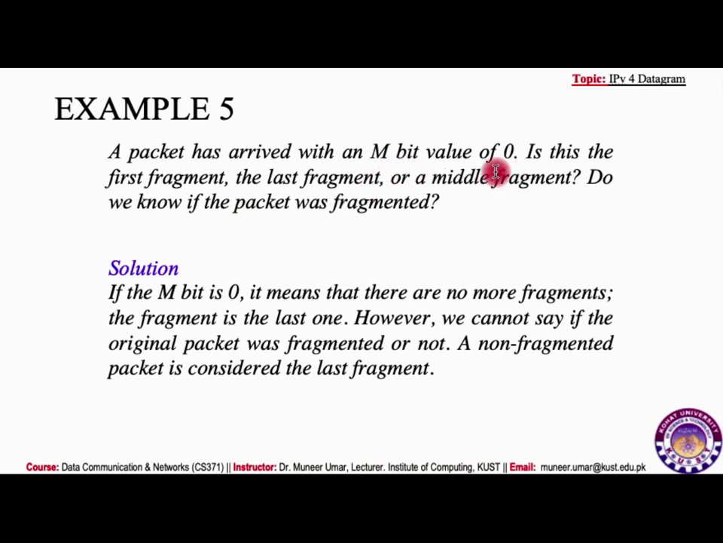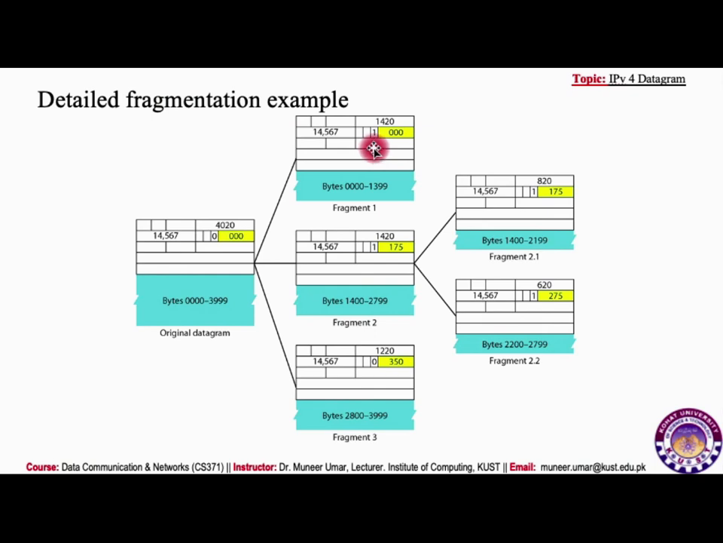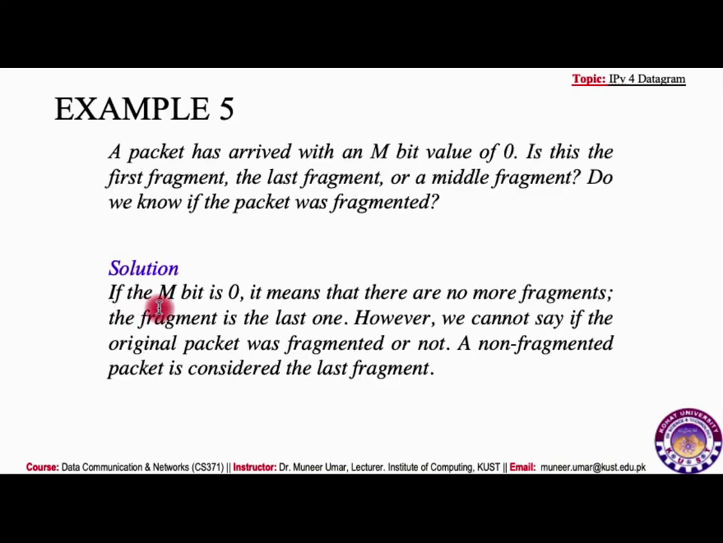So the M bit value is 0, meaning this one bit, the more bit, is 0. This can be 1 or 0. If it is 1, then it would indicate that there are some other fragments. And if it is 0, then it would indicate that this fragment is the last one, or this is the only fragment. So if the M bit is 0, it means that there are no more fragments. The fragment is the last one.